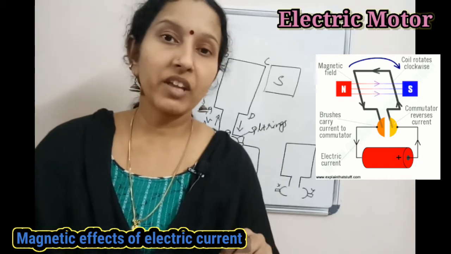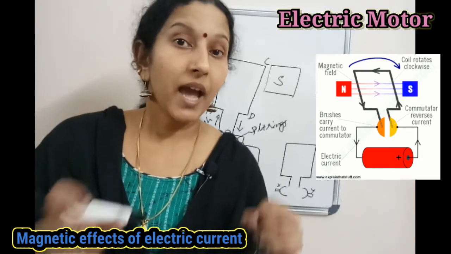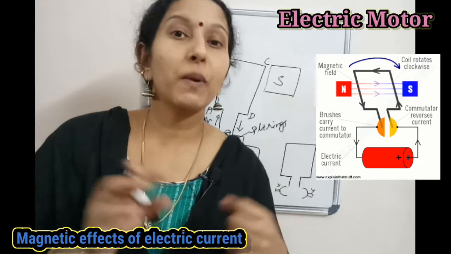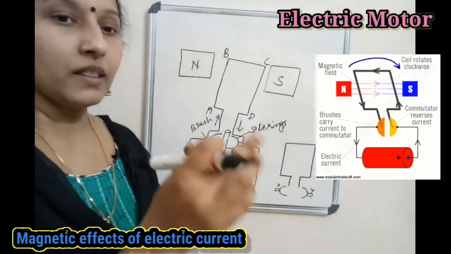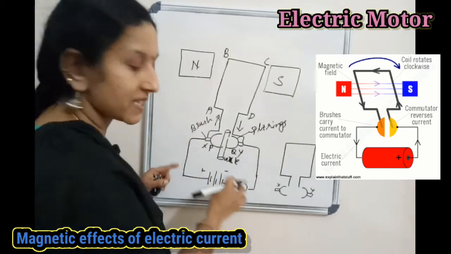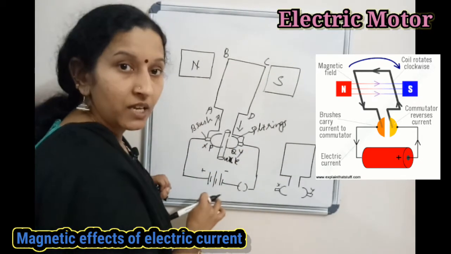What is another name of the rectangular coil? Armature. And the name of the halves? Split rings. Then the remaining section is the circuit.